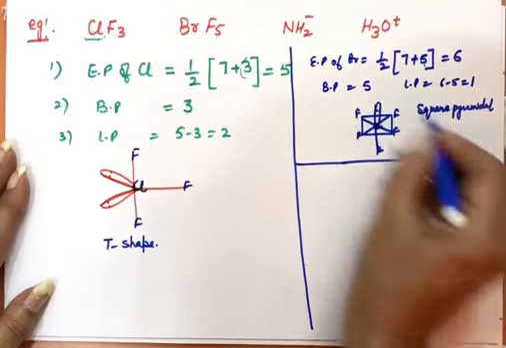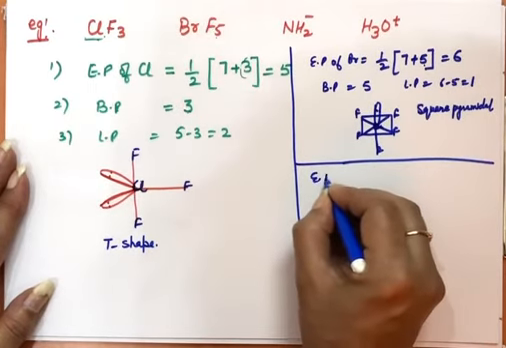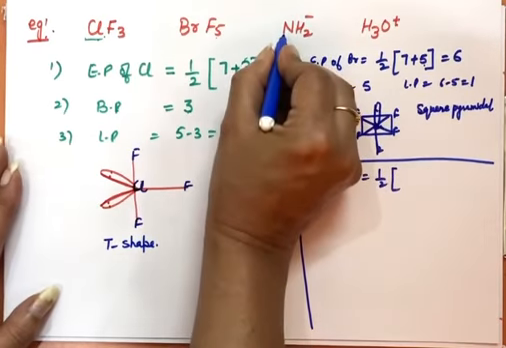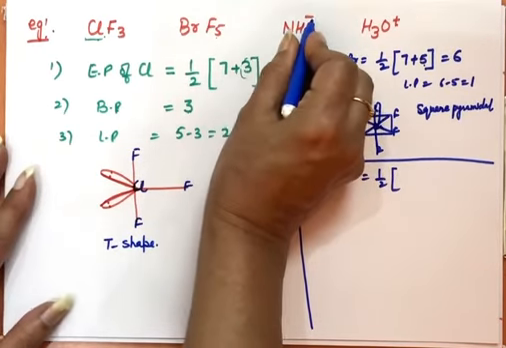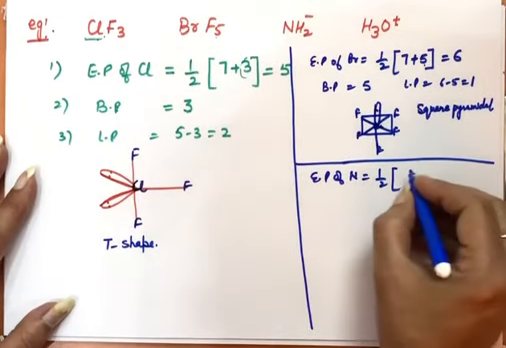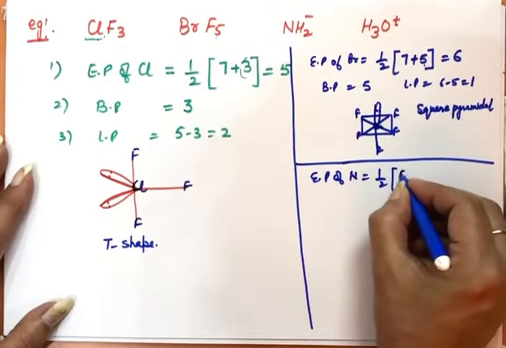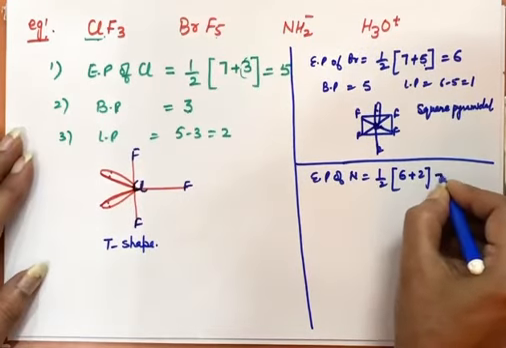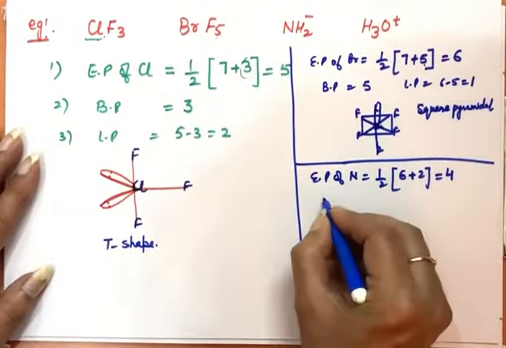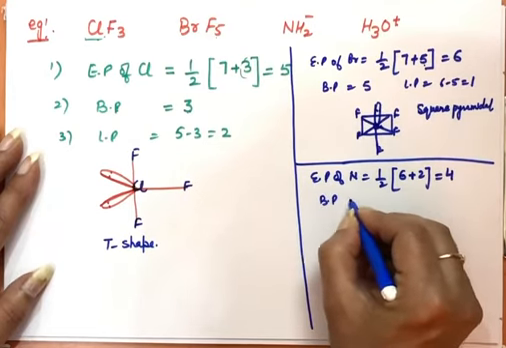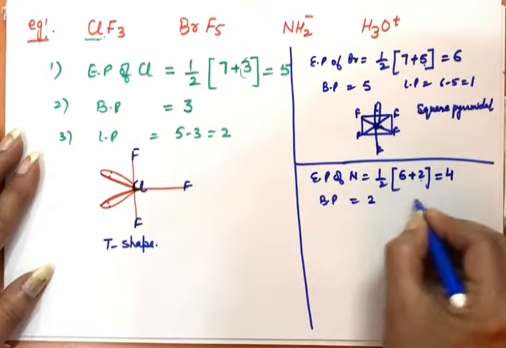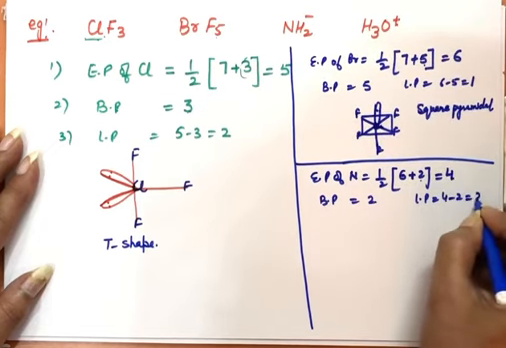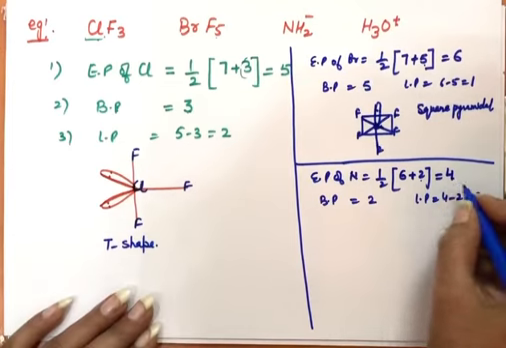Now NH2 minus, electron pairs of nitrogen here. Half of, nitrogen has 5 electrons in its last shell, but there's 1 negative charge, so we will add 1 to this. 5 plus 1 means 6, plus monovalent atoms are 2 in number. 8 divided by 2 is 4. Bond pairs are equal to the monovalent atoms, that is 2. Lone pairs are equal to 4 minus 2, that is equal to 2. So total 4 electron pairs are there.